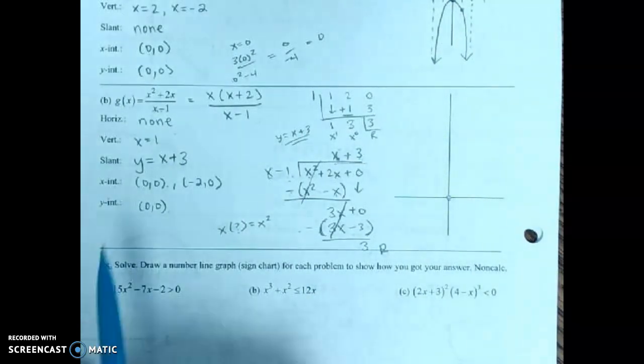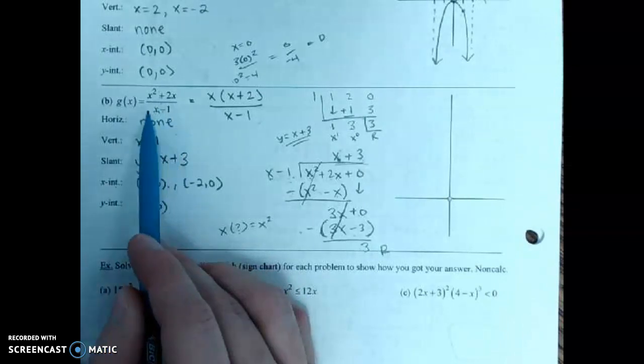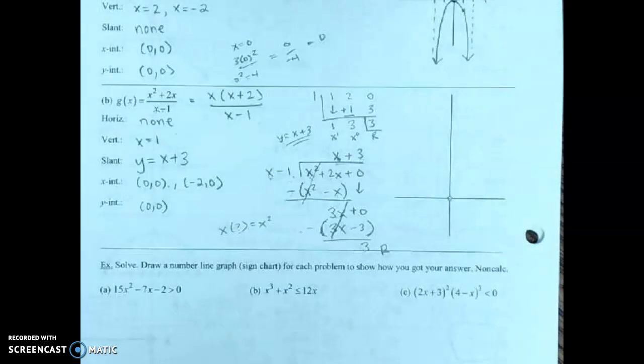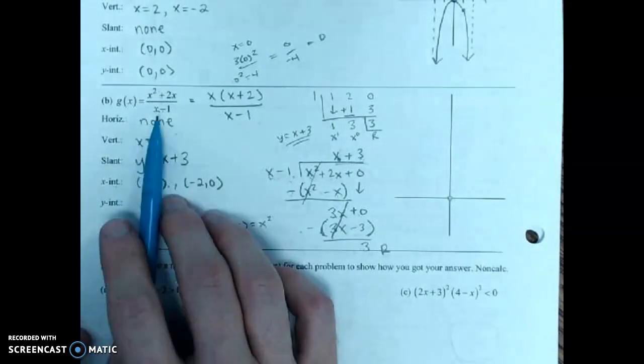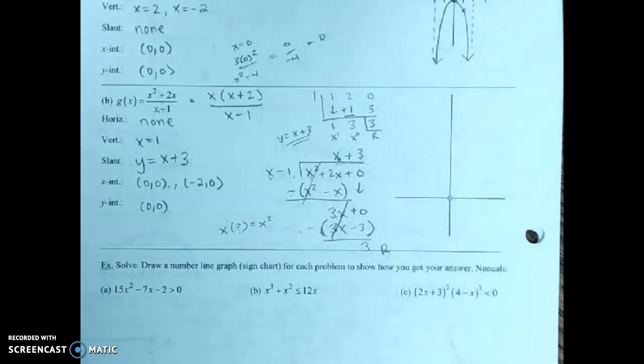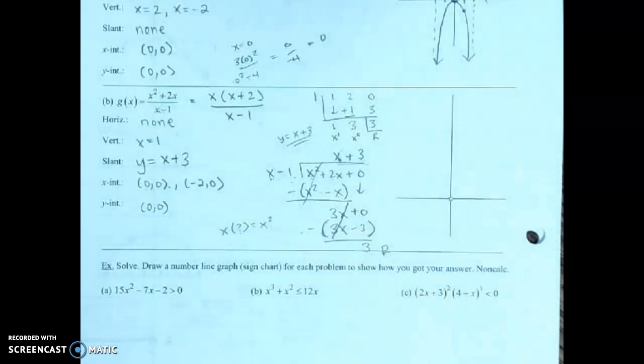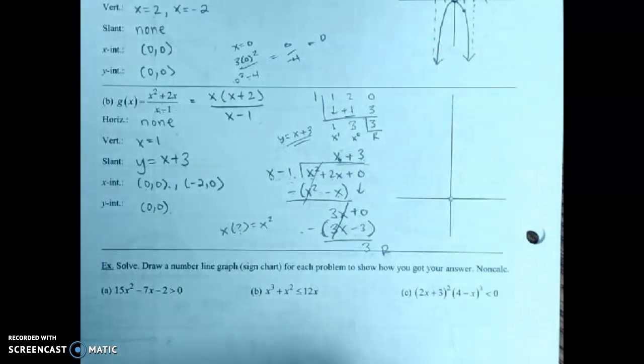Now, you can only do synthetic division since this is a linear divisor. If this would have been x squared minus 1, you couldn't do synthetic, you would have to do the long division. Okay, anyways, let's get this graphed and then we'll move on to the next stuff.